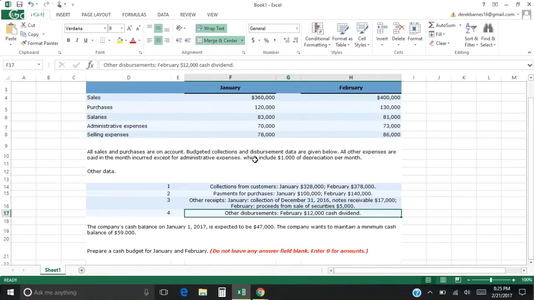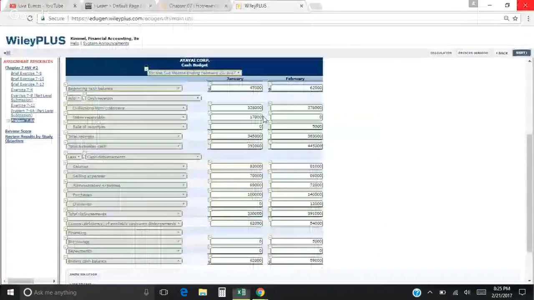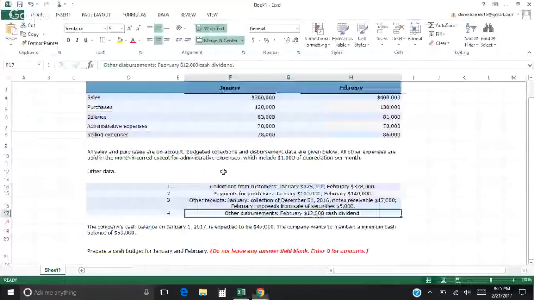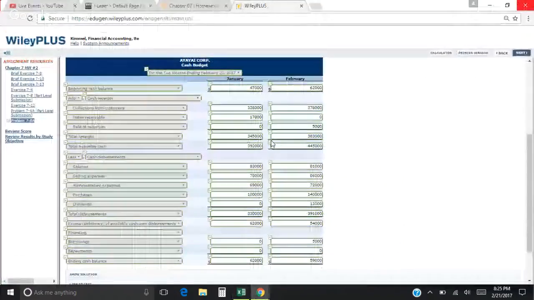So in our other data, if we look here, actually before it, it says all other expenses are paid in the month incurred, except for administrative expenses, which include 1,000 of depreciation per month. Okay, so our salaries are going to be included on cash disbursements of $83,000. Bam, right there. And then selling expenses as well, $78,000 occurred in the month. Bam, right there, we paid that out.